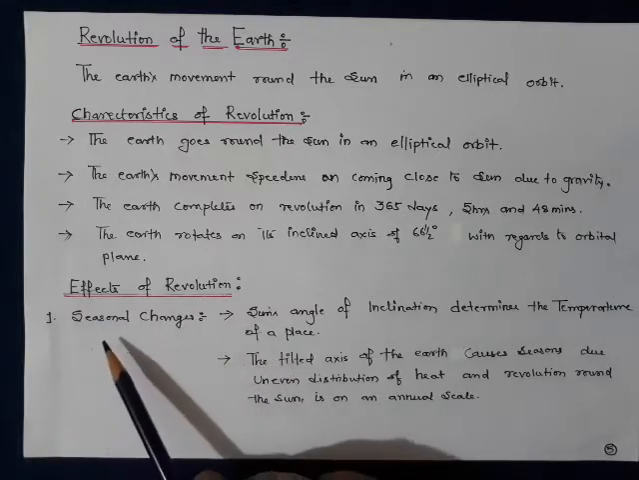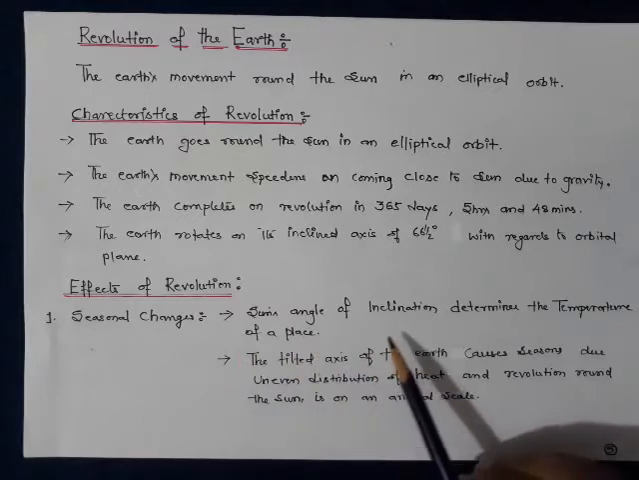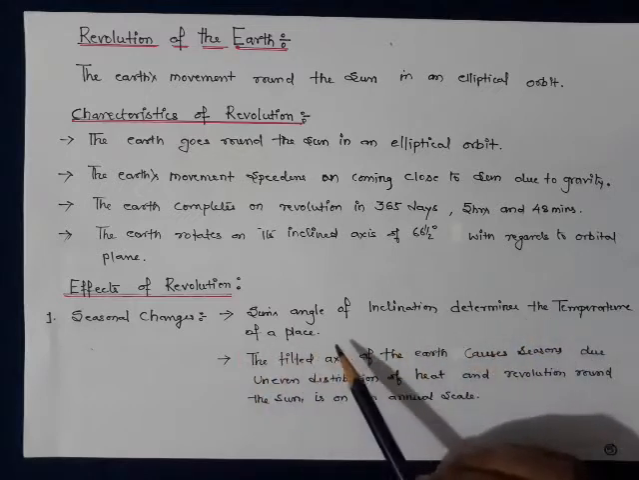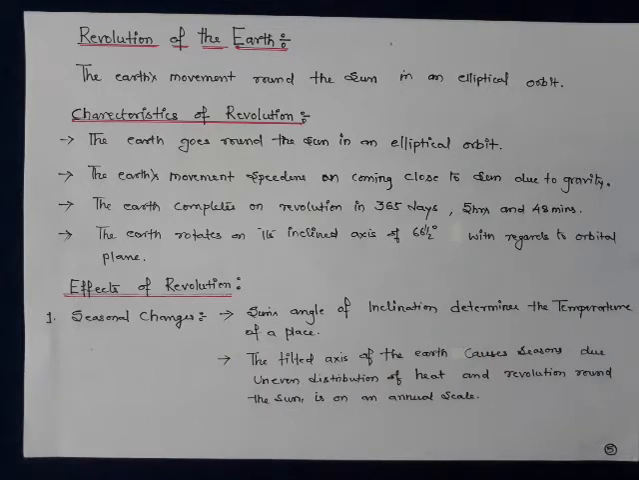Effects of revolution. Seasonal changes. Sun's angle of inclination determines the temperature of a place. If a place is receiving the vertical rays of the sun, it is massively heated; any place that receives oblique rays of the sun or the slant rays of the sun is not that heated, or is moderately heated. The tilted axis of the earth causes seasons due to uneven distribution of heat, and revolution around the sun is on an annual scale. This is because the earth takes 365 days or 1 year to complete one revolution.